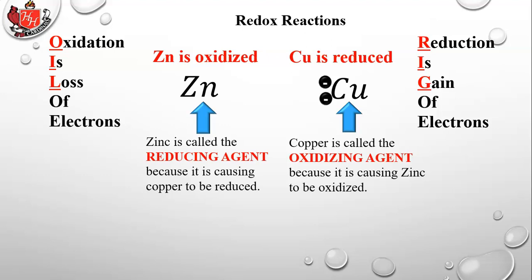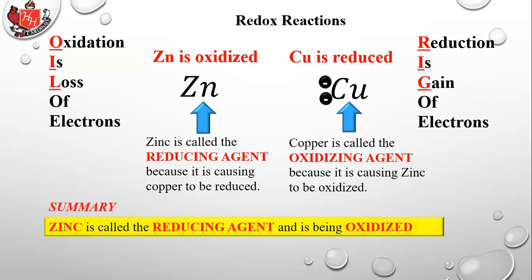So an agent is something that causes something else to do something. In this case, the reducing agent causes the other element to be reduced. So zinc causes copper to be reduced. The oxidizing agent, copper, is causing zinc to be oxidized.